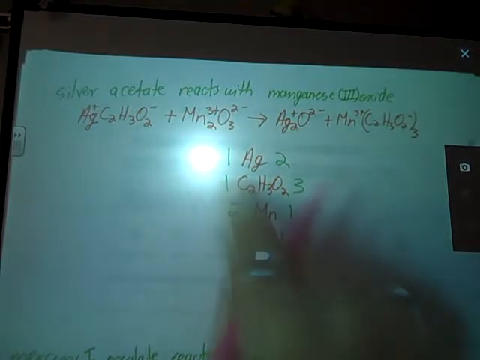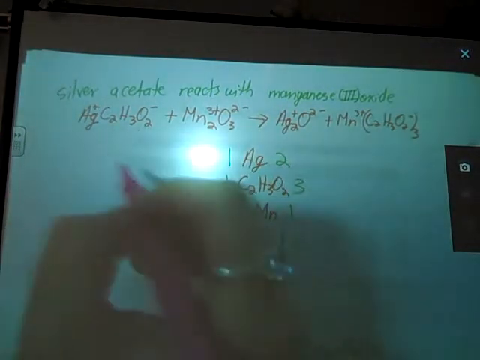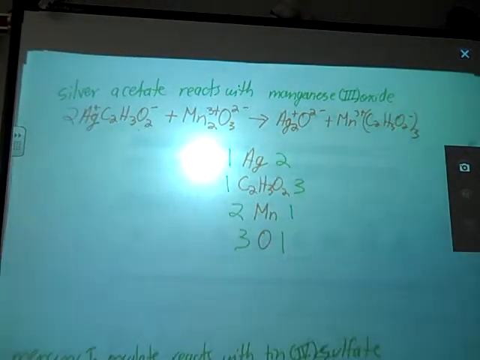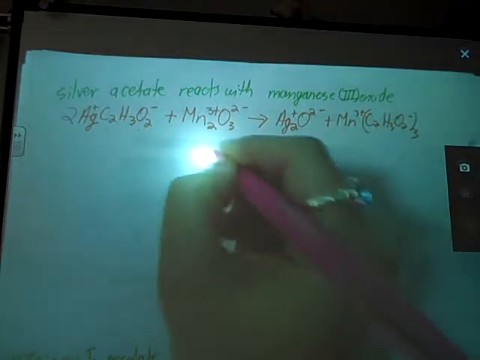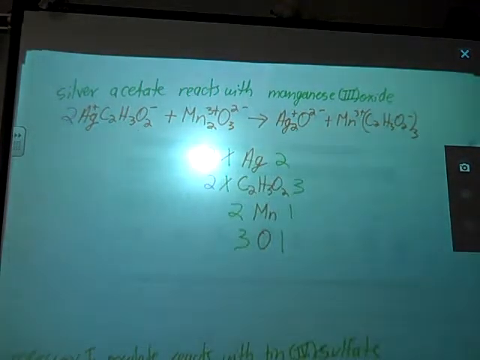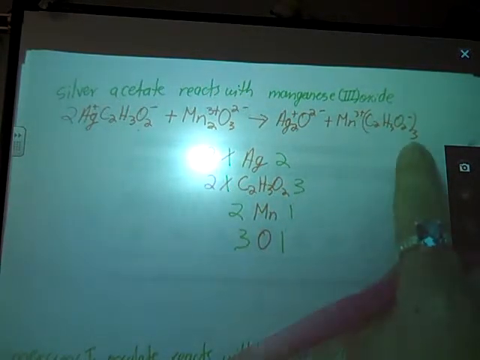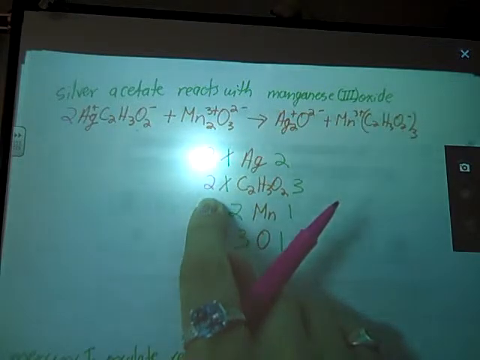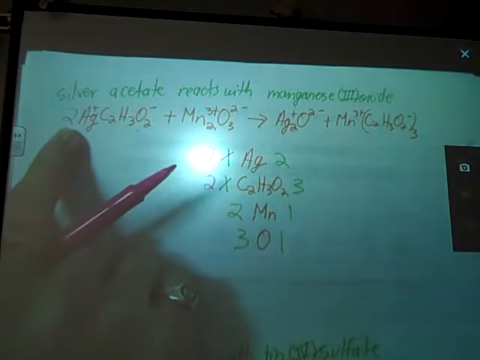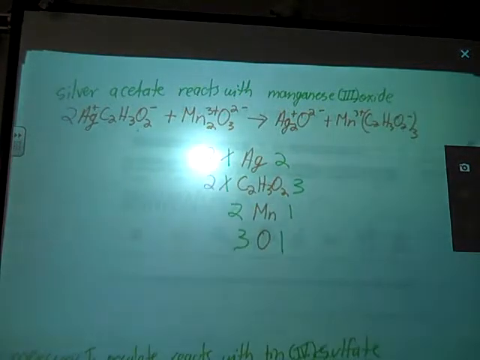So, the beginning, always a good place to start. Let's start there. Need 2 silvers over here, so let's put a 2 in front of my silver. That gives me 2 silvers and 2 acetates. Whoa, my acetates don't match. I got 3 over here, now I have 2 over here. That doesn't work. If I put a 3 here, then my silvers wouldn't match. Let's come back to that one.